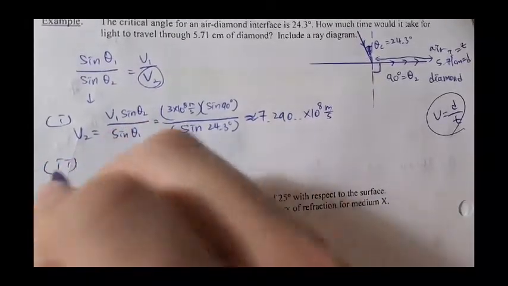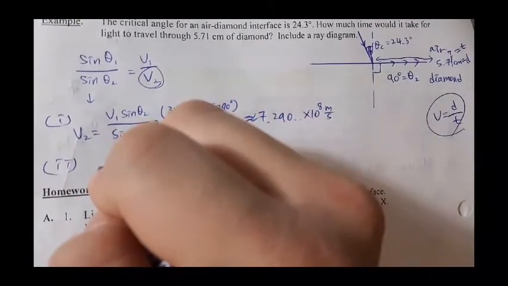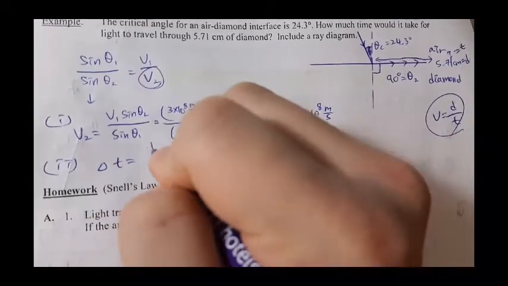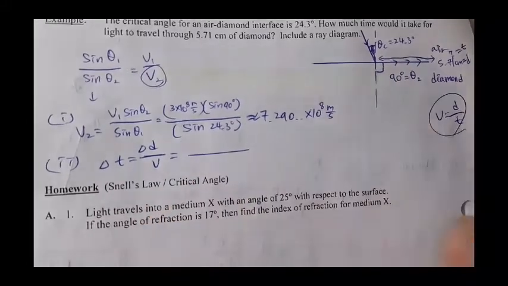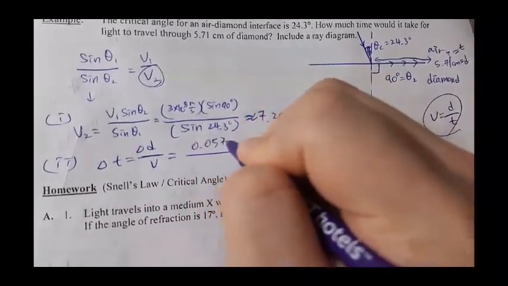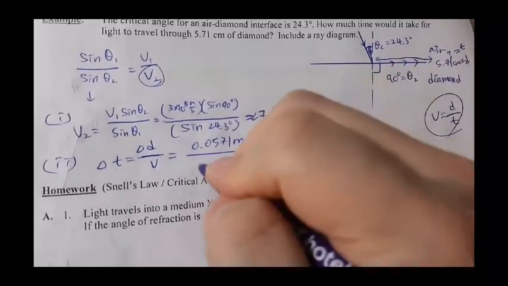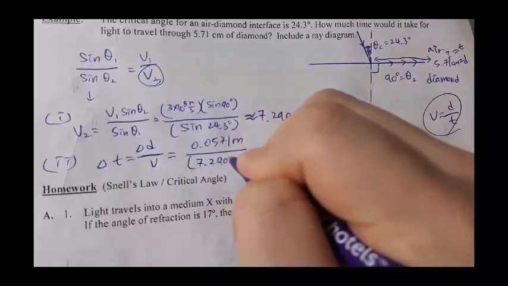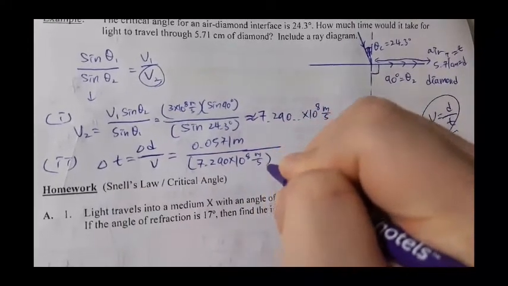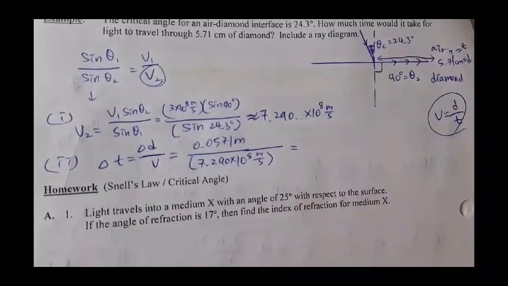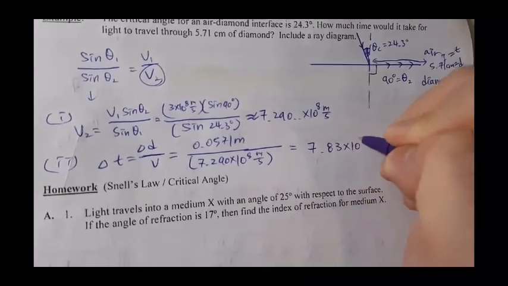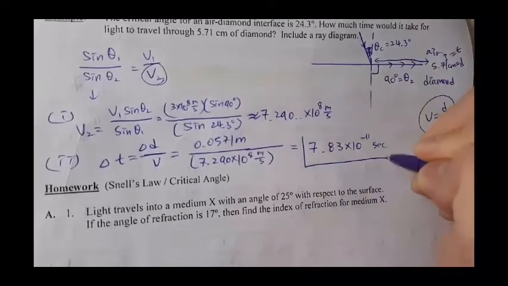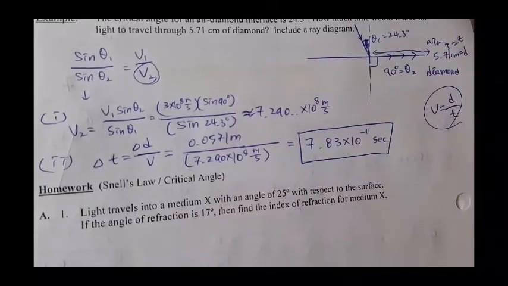Part number 2 is now I'm going to use V equals D over T, except I'm going to modify it in terms of D over V. When it comes to distance, 0.0571 meters. And when it comes to speed, 7.290, whatever that is, is what I need to put. So 0.0571 divided by the previous answer should give me about 7.83 times 10 to the power of negative 11 seconds. And I'm using three significant digits for everything. That is my answer.